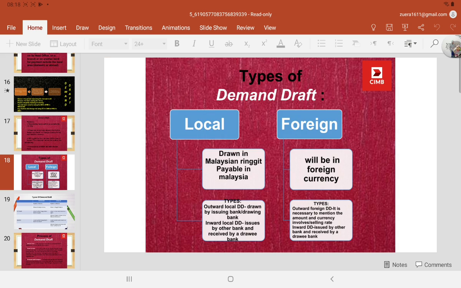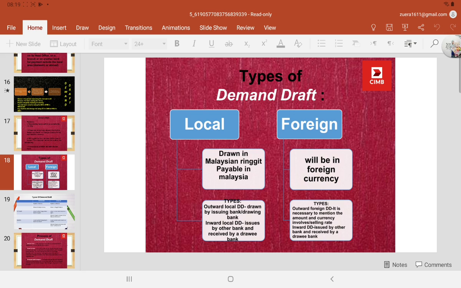Okay, so for the demand draft, we have two types here: a local and also a foreign demand draft. When we say local demand draft, this is drawn in Malaysian ringgit and payable in Malaysia. Of course, in Malaysia, because we use the Malaysian ringgit currency. For the local demand draft, we have the outward local demand draft and the inward local demand draft.